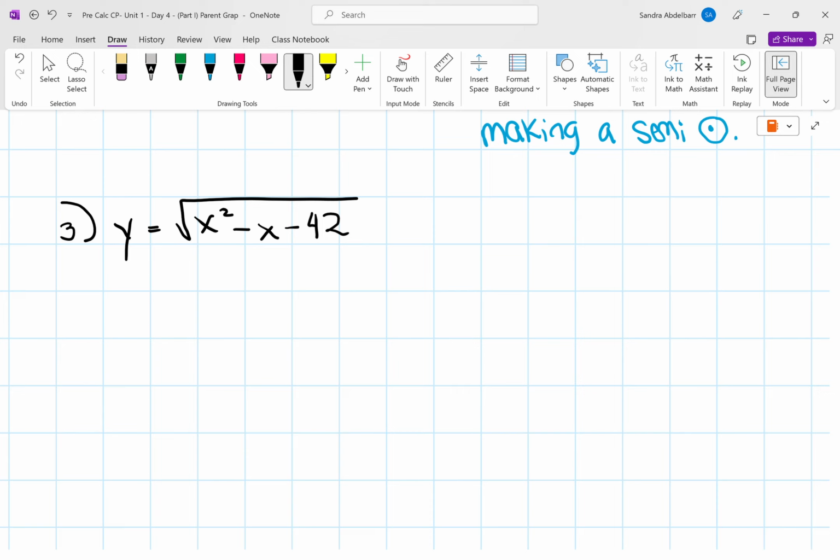So let's go ahead. Do we still have to find the domain here? Yeah, we still have to find the domain. So how am I going to find the domain? Factor. So we want x squared minus x minus 42 to be what? So we're finding the domain. What do we do with x squared minus x minus 42?